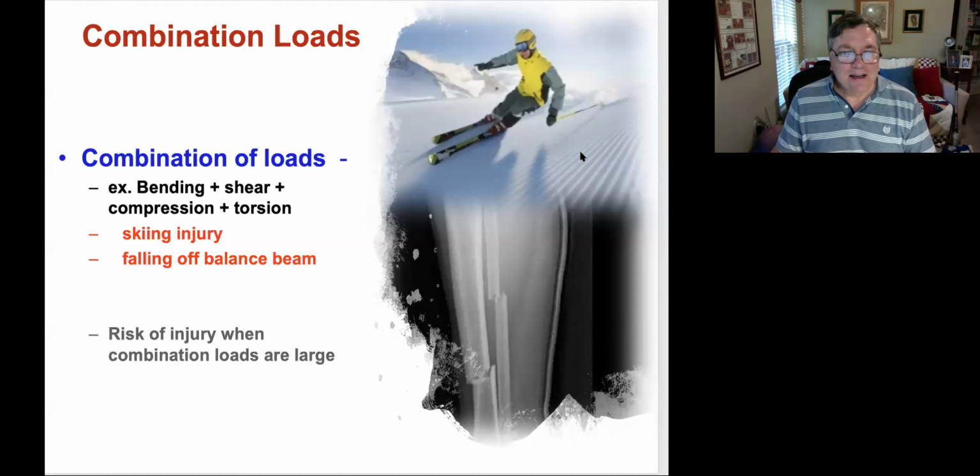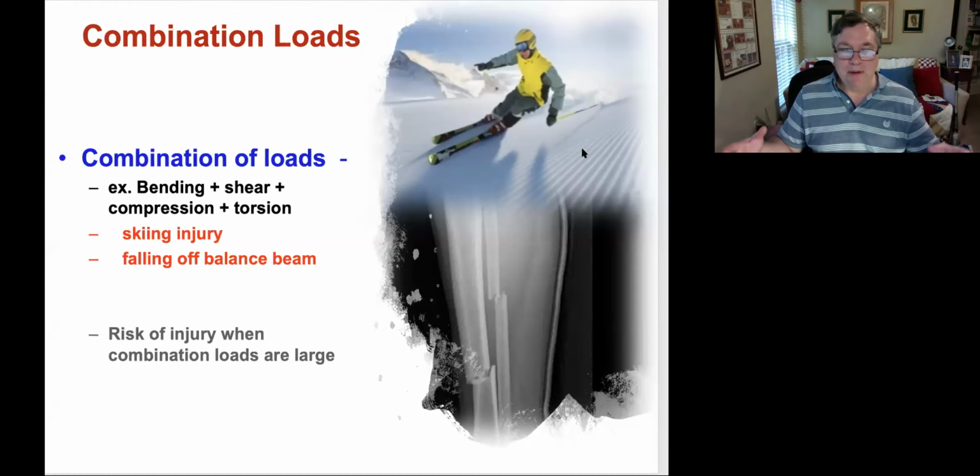There we go. So in the real world, we have combination loads. That's what happens. We get bending and shear and compression, torsion, sometimes at the same time. This could be good news or bad news. Like with the skiing injury, we can have these combination loads. So if we just have shear by itself, boy, that can really cause some problems. When we combine it with bending, compression, and torsion, you can get some spectacular fractures.